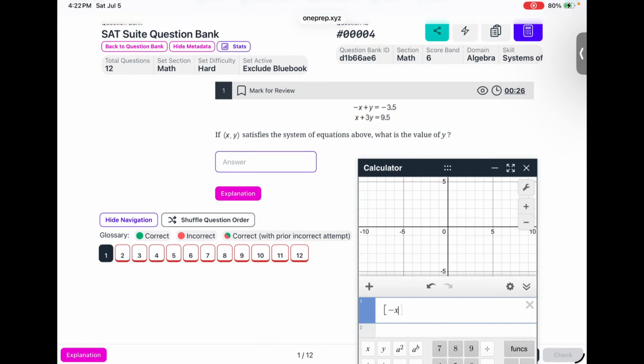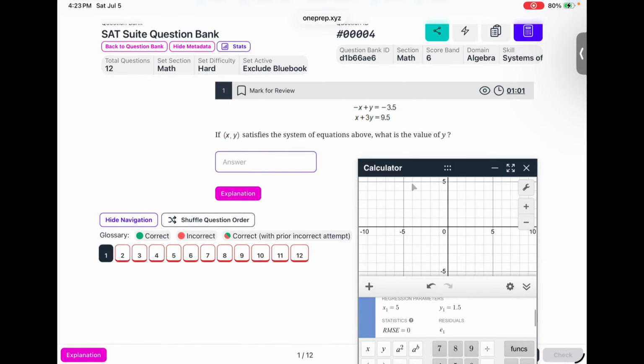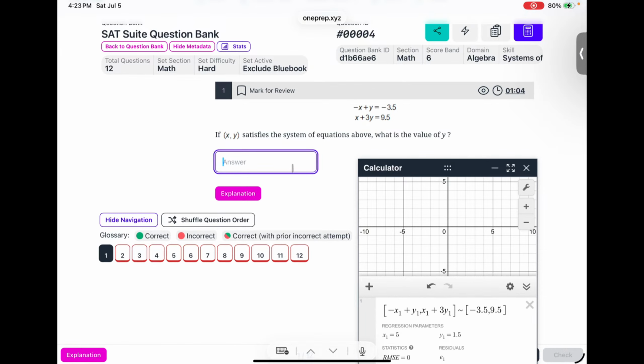So if I take an ordered list, like that, with the two equations they gave us, then I put a tilde in another ordered list, where I do wrong. Oh, here. There we go. So it tells us the value of y that satisfies this equation is 1.5. Just check that and that's correct.